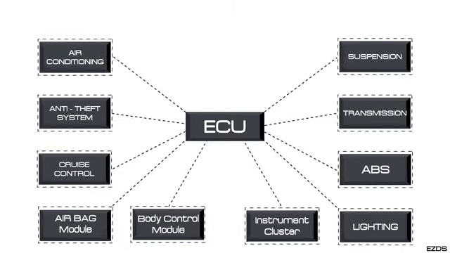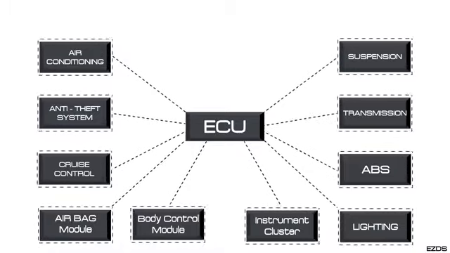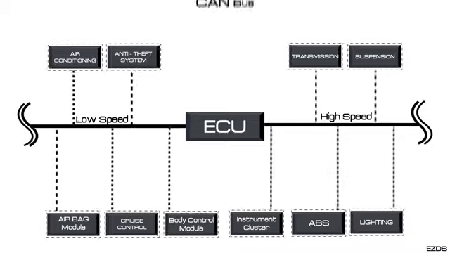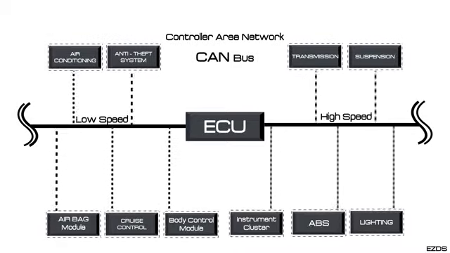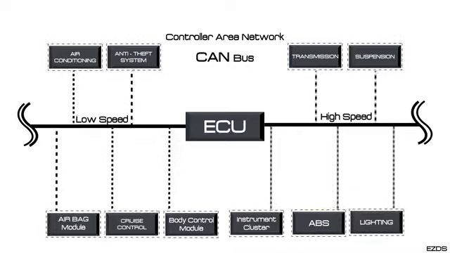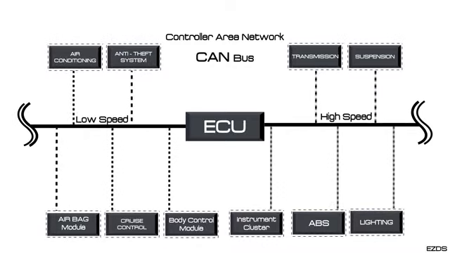In order to optimize the efficiency of the network, Bosch came up with a new protocol in 1985 called Controller Area Network. CAN allows different modules to communicate with each other using a common cable.